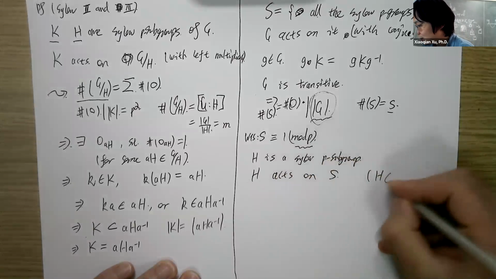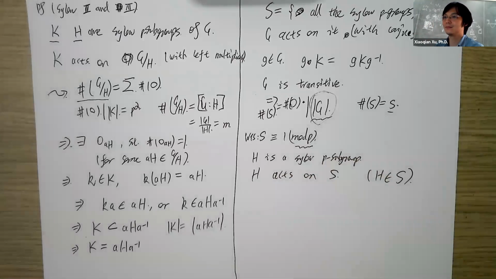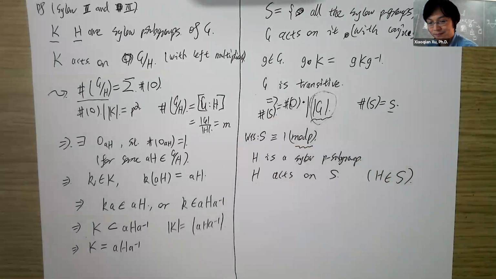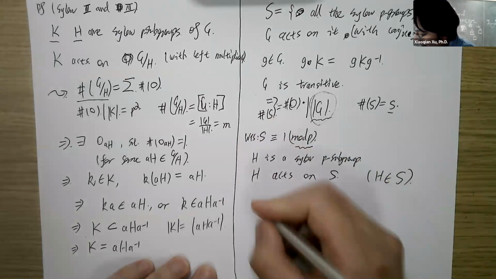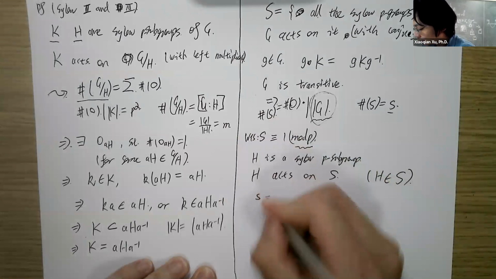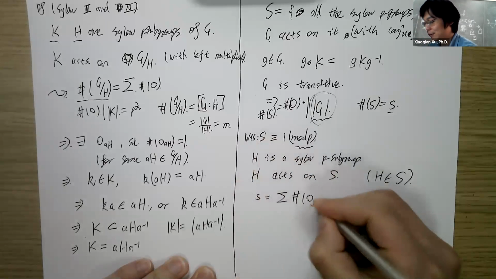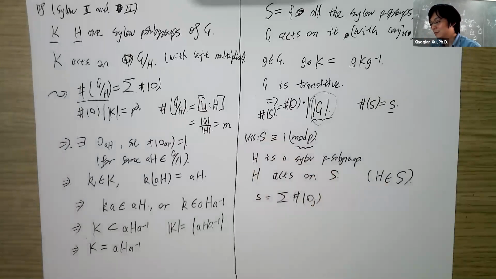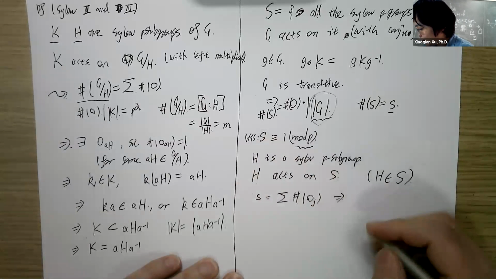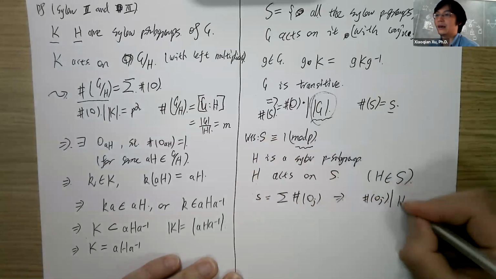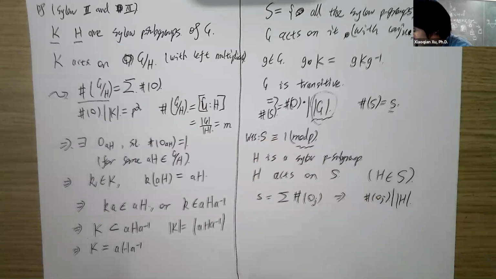By the way, H is also an element in S. Instead of taking the whole G, we take a subset, a Sylow P subgroup. So we know that this little s is equal to the summation of different orbits, let's say O_j. That's good. Then we know that this O_j should divide the order of H, which is P to the alpha.